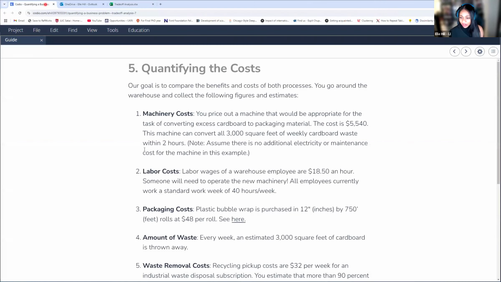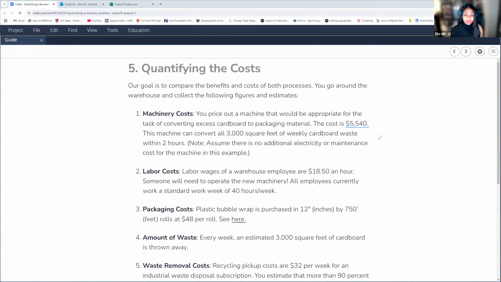So let's look at our first cost. We have our machinery costs. That big cardboard perforator is not free. We actually have to pay money for that. So we found a machine, and this machine is going to be $5,540. It kind of sounds like a lot of money at first, but as Roya mentioned, I think we have to think about the savings over time.